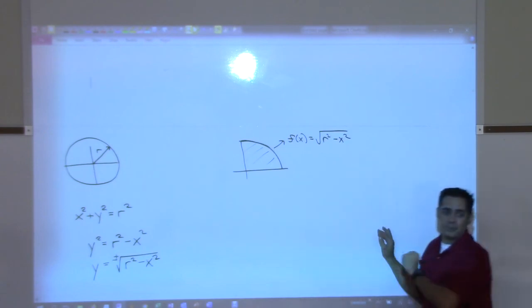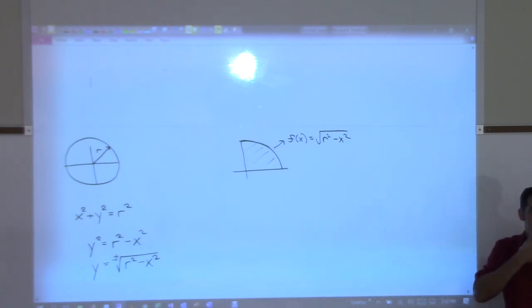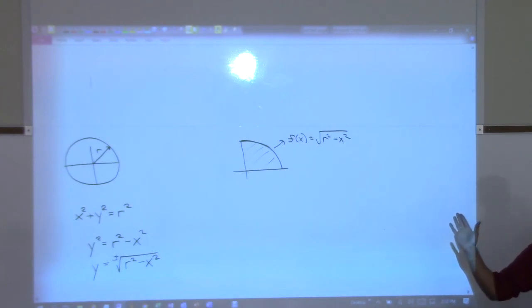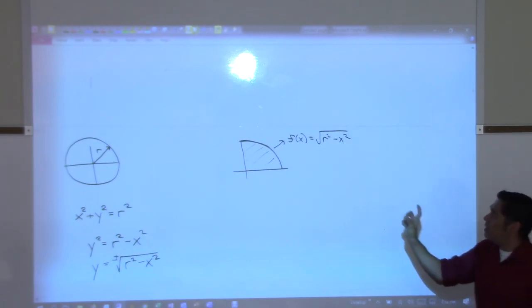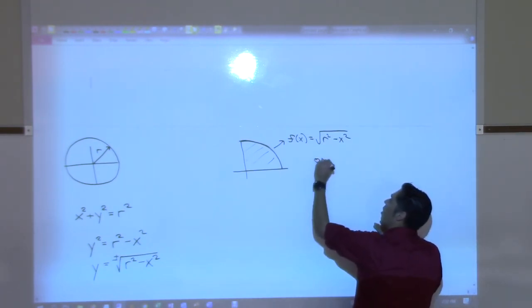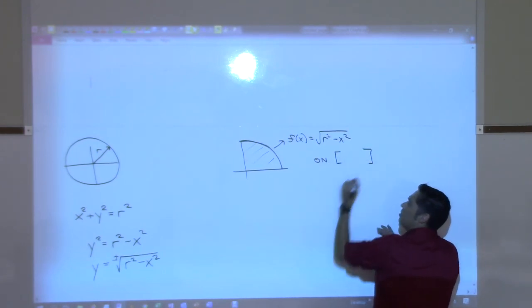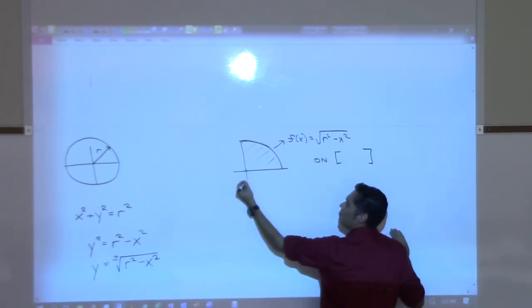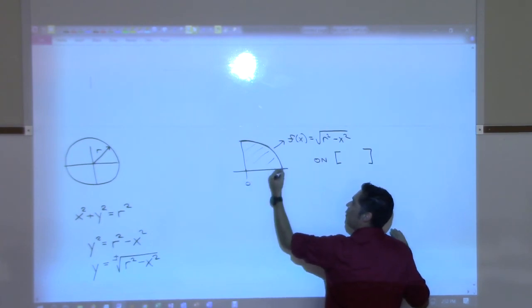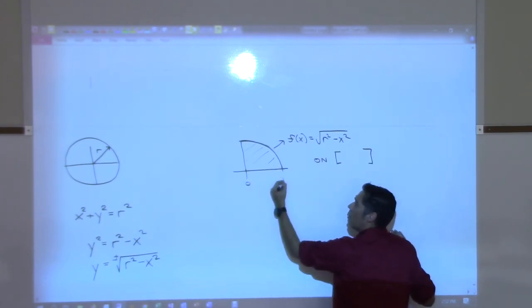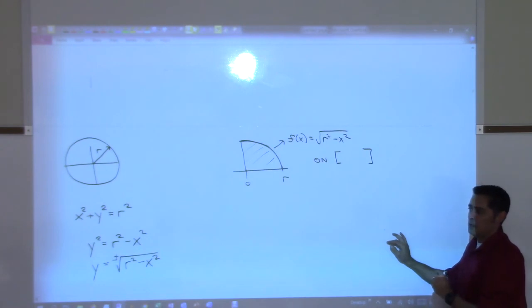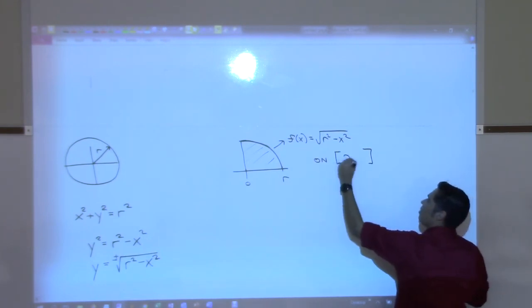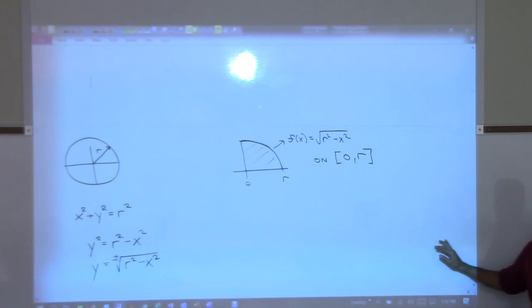Y'all with me? Okay, yes? Wouldn't it also be in quadrant 2? It would be, but I'm only going to get the first quadrant. I could get the second one also. What I'm going to do is only look at this from what restriction? So where does my x start here? 0. And where does my x stop? Careful, where does it stop? I heard it, r. It stops at r, doesn't it? So I'm going to go from 0 to r. Any questions?